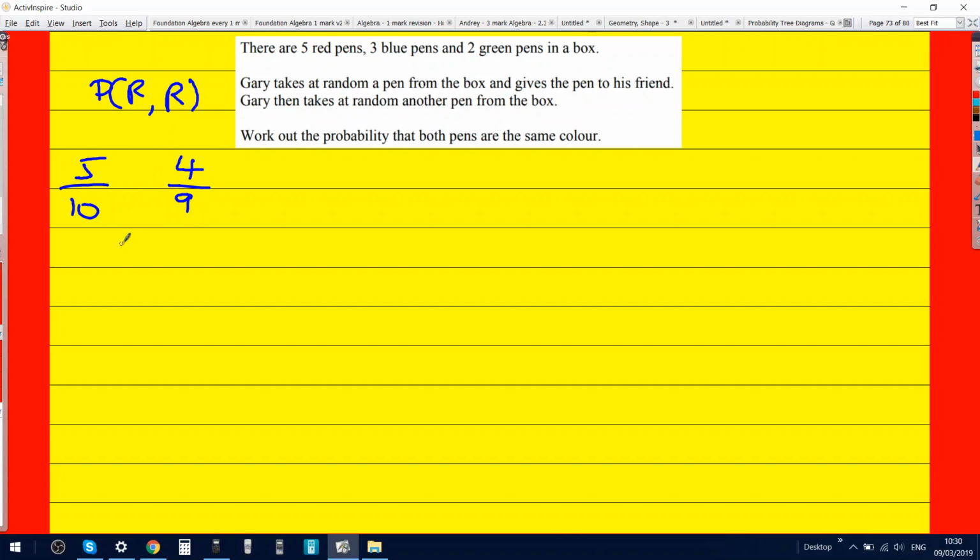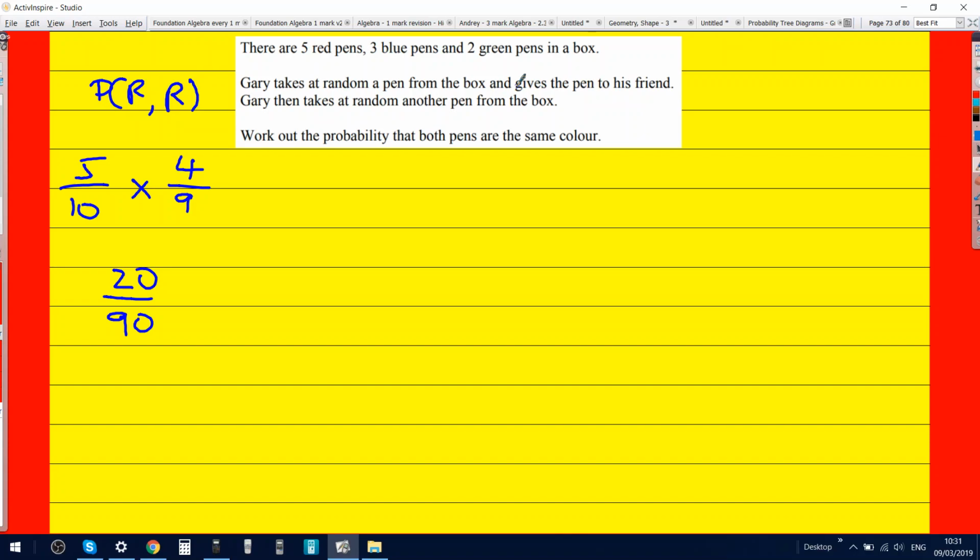So that would be 20 over 90. Am I supposed to times them? Yep, 20 over 90. Okay, and then do the same for 2 blues, do the same for 2 greens, and then get the overall probability. I'm just gonna run to the toilet. I'll just be a sec.